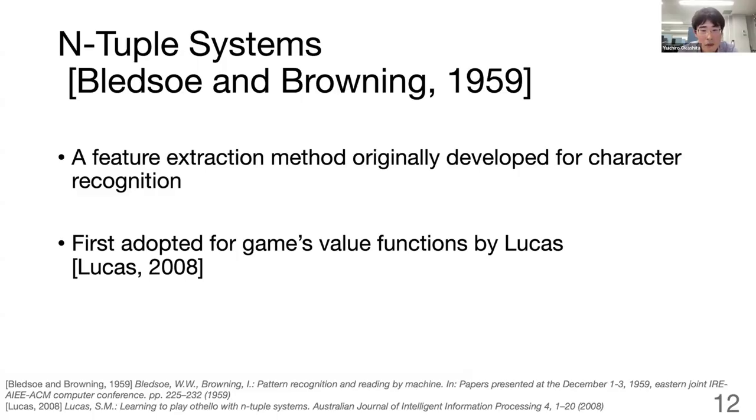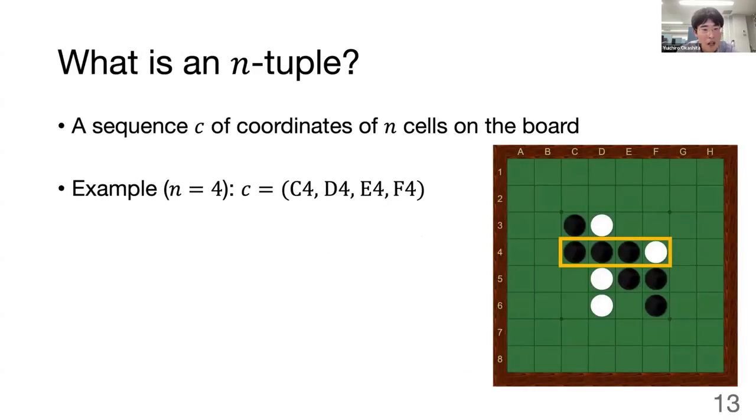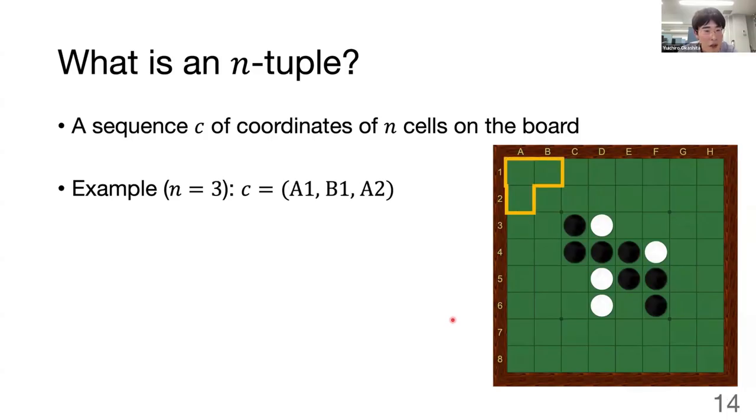The n-tuple system is a feature extraction method originally developed for the field of character recognition. It was later adapted by Lucas for use in games' value functions. So let's take a closer look at what an n-tuple is. Formally, an n-tuple is defined as a sequence of coordinates for n cells on the board. For instance, the 4-tuple highlighted here is composed of 4 cells, C4, D4, E4, and F4. Here is another example. This 3-tuple is composed of 3 cells, A1, B1, and A2.